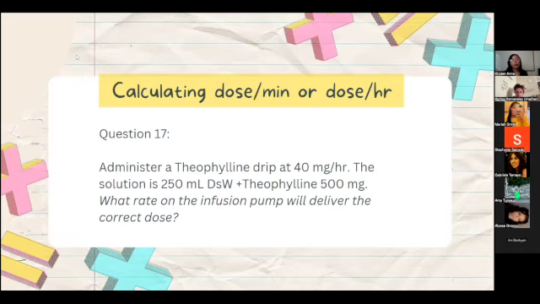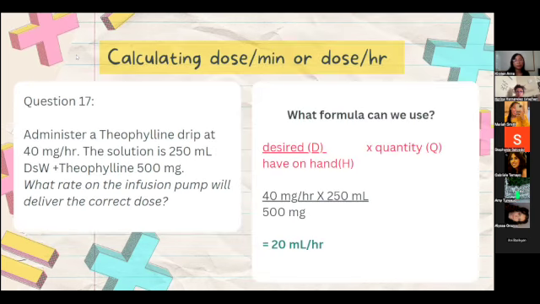Okay, now for calculating dose per minute or dose per hour. For questions like these, I think you can use, let me check, yeah, we're using the formula method. So our order is going to be 40 milligrams per hour. We just need to find the milliliters, right? Whenever we're finding how many milliliters we need to give, that's going to be our formula method. When you're finding the milligrams, that's most likely going to be a ratio, ratio proportion. Hopefully that makes sense. So again, we're all just plugging in the numbers.